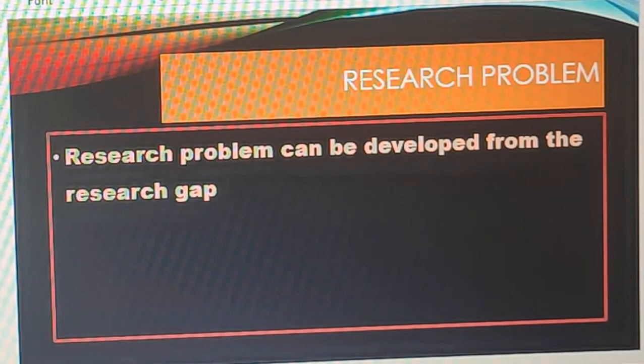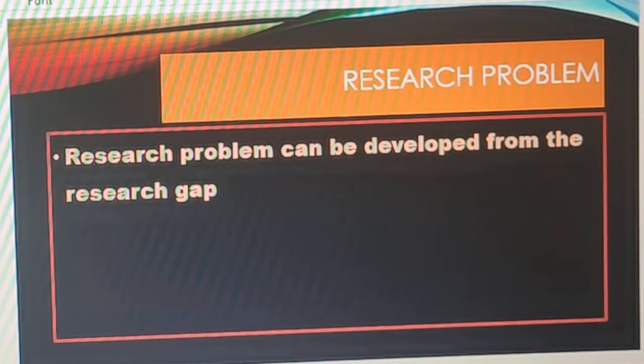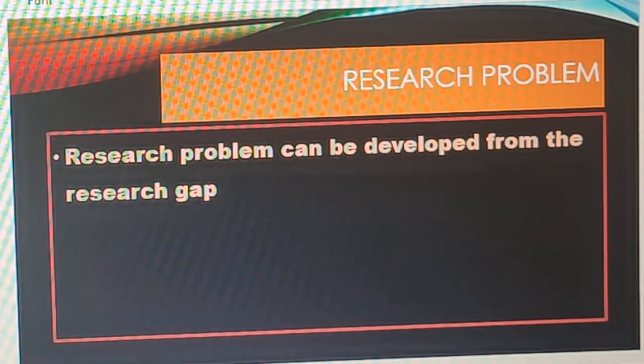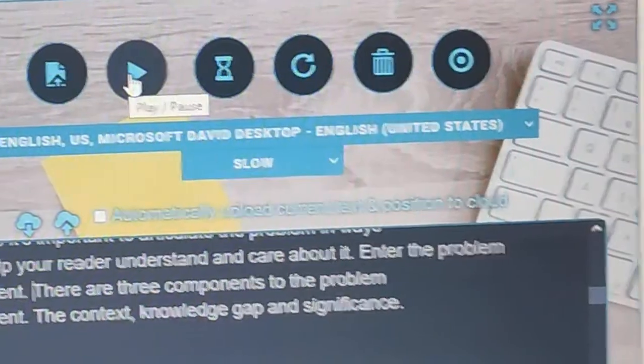Next is the knowledge gap. The knowledge gap is framed by the context and significance. Research problem can be developed from the research gap. This frame sets the terms of your study so you don't go astray.